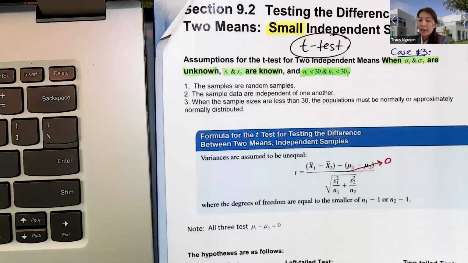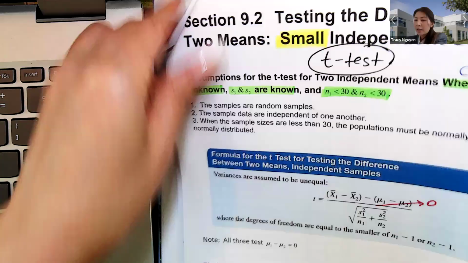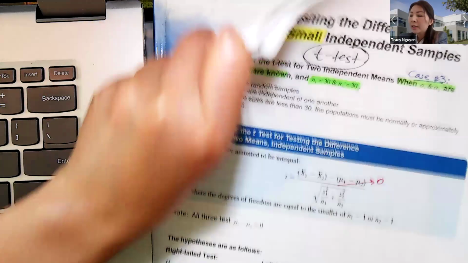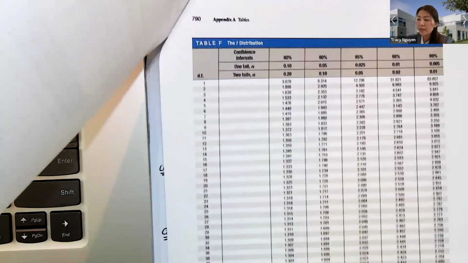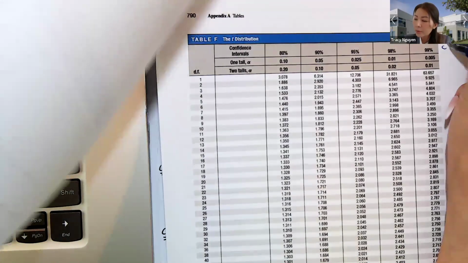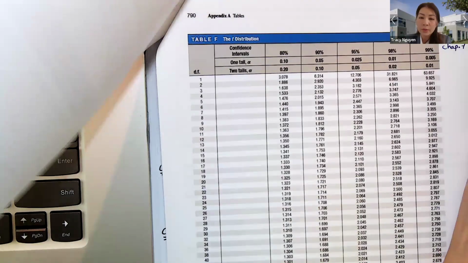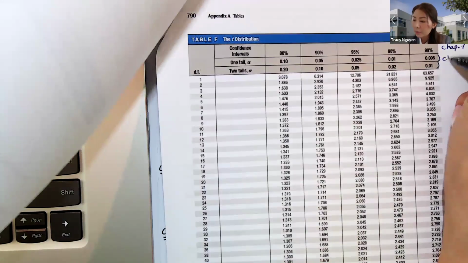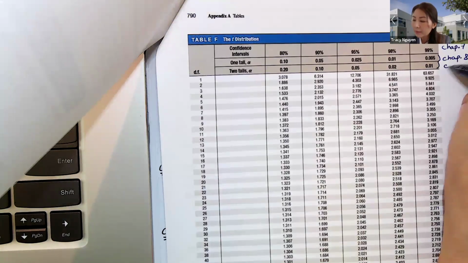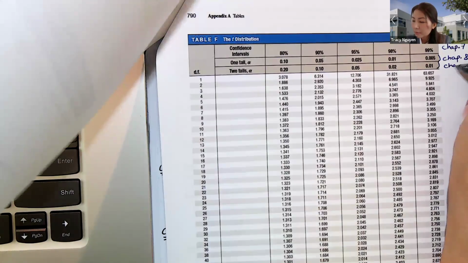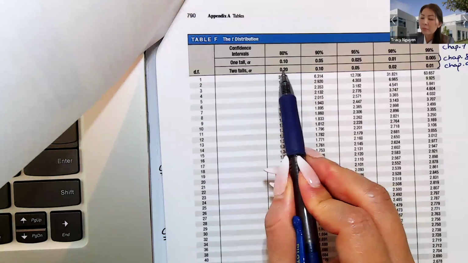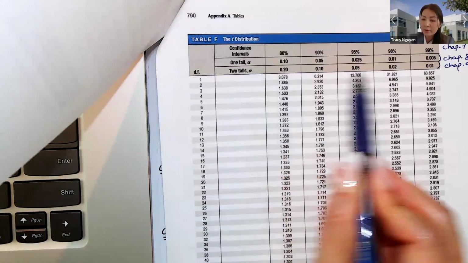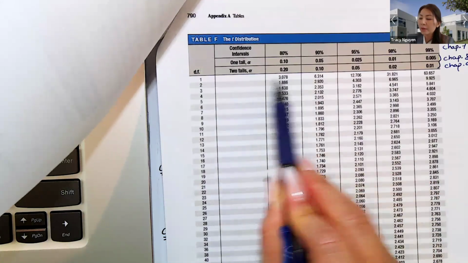For a t-test, I'm going to have you read from the t distribution table, just like we did in chapter 8. I'm sure you recognize this table. In chapter 7, we worked on confidence intervals. In chapters 8 and 9, we worked on hypothesis testing. Here we have one tail alpha. If we have a left or right tail test, we would read under one tail alpha. For a two tail test, we would read it on this one.